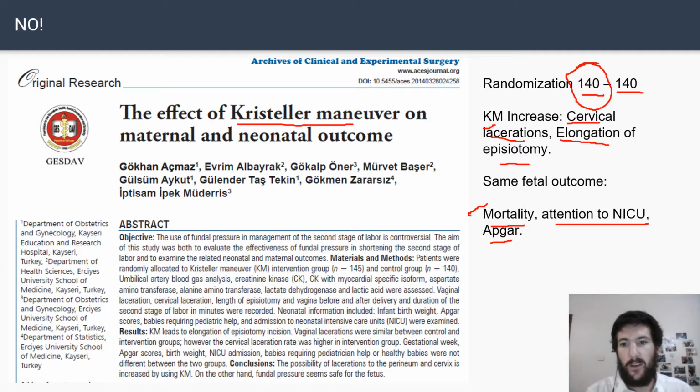But this study doesn't show anything about mortality or admission to NBU or Apgar that shows better outcomes in the Christelle group. Both of the groups had similar Apgars, similar mortality, and similar admission to NBU. So the Christelle maneuver is not recommended.